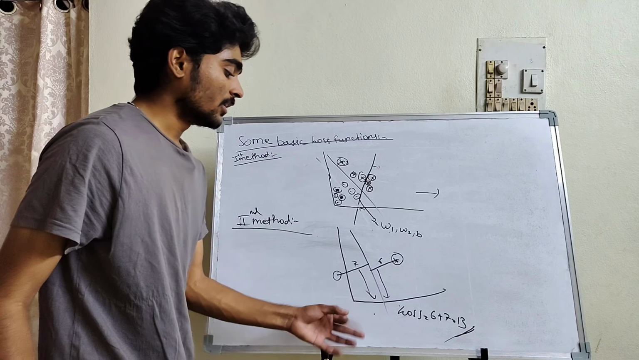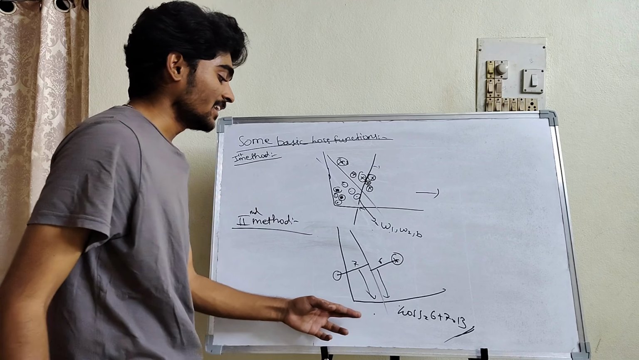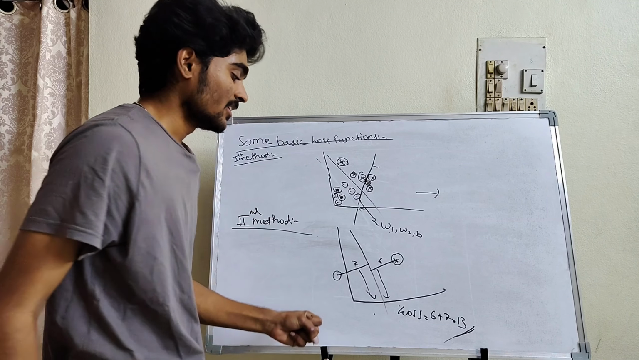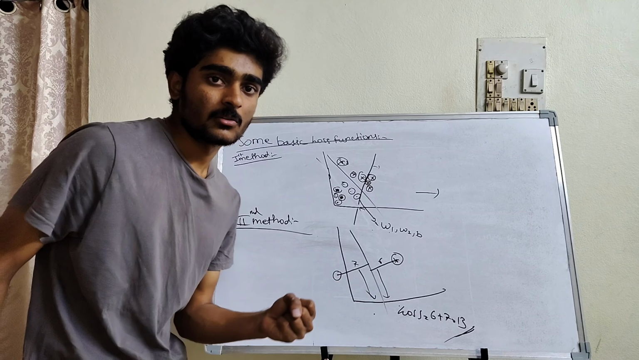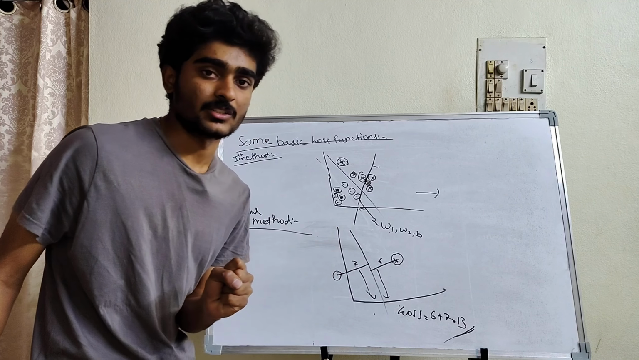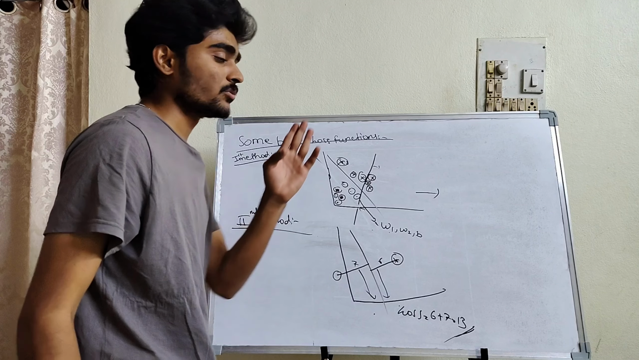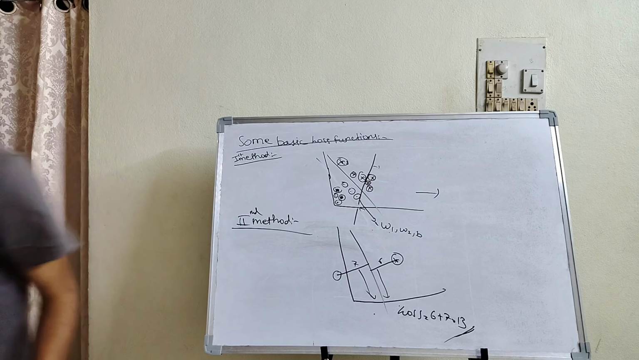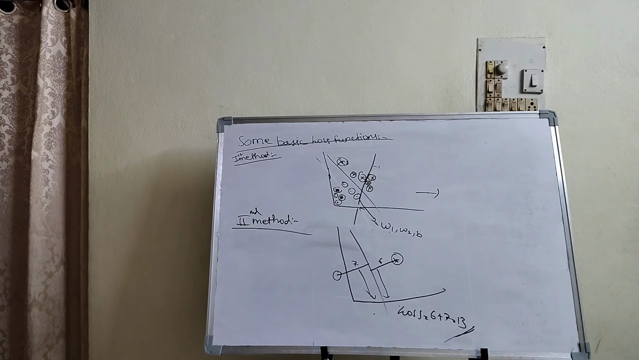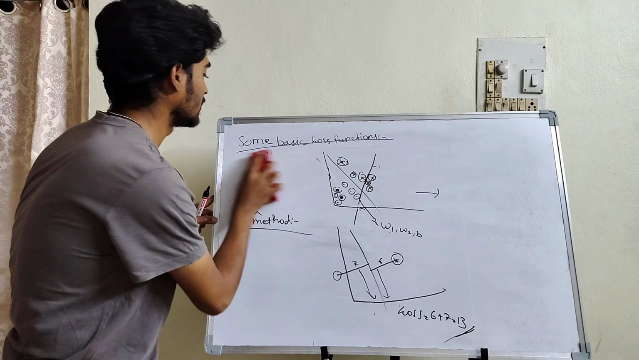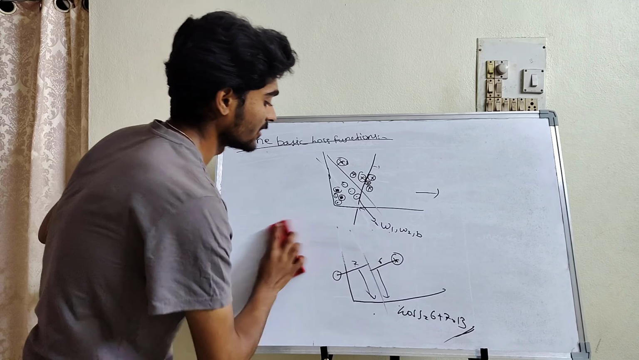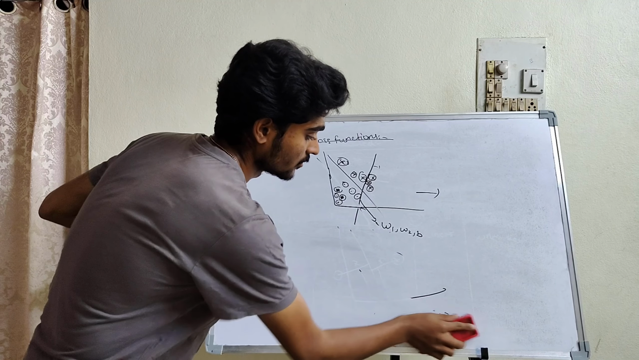Now the problem with this second method is that calculating the perpendicular distance is a little complex operation. So in short, we introduced the third method. Now let's see the third method of calculating the loss.